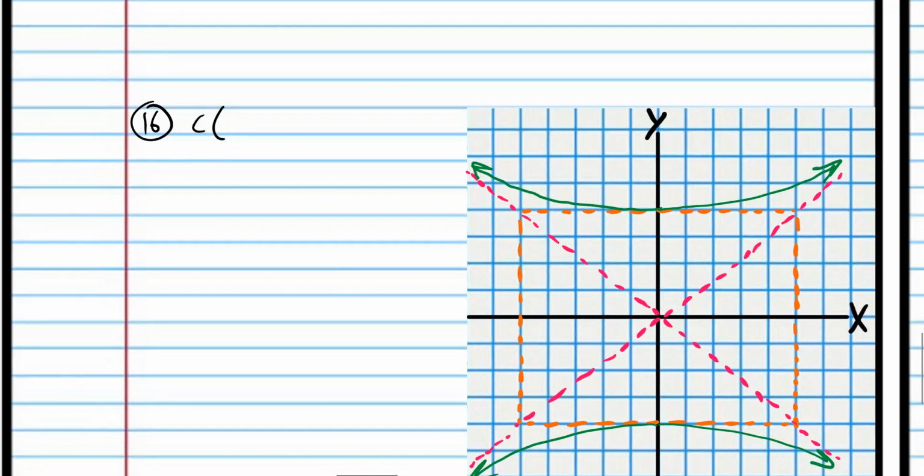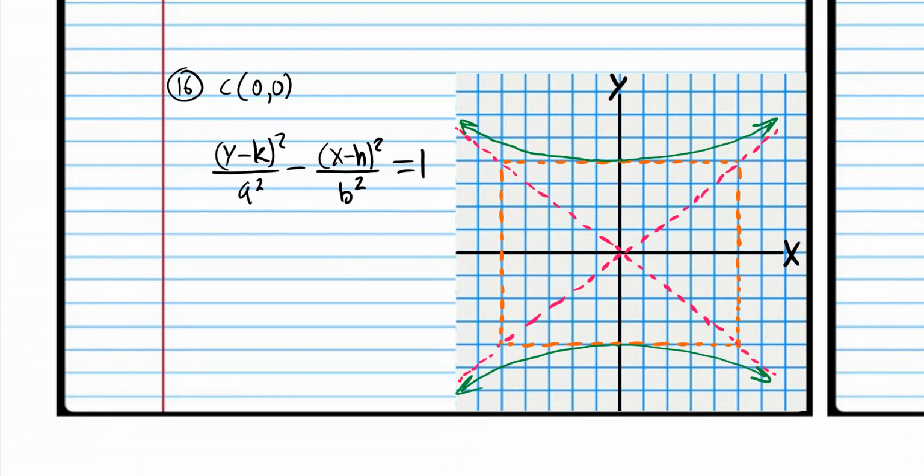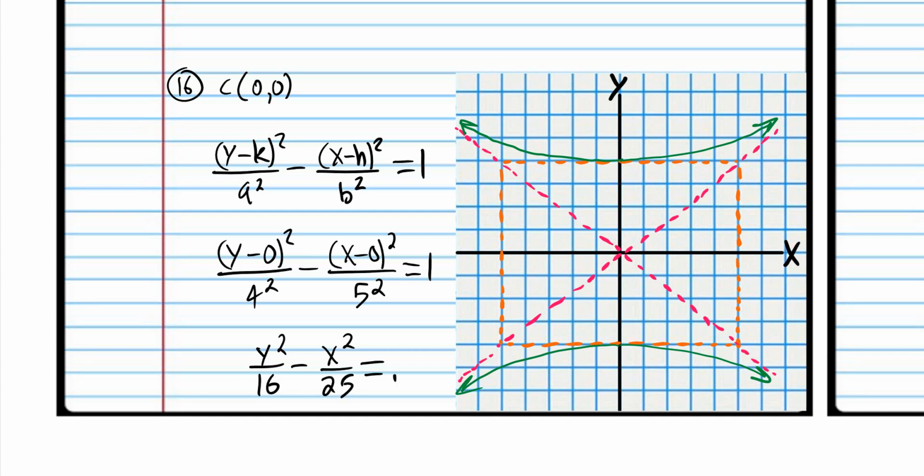Okay, we're back. So the center is 0, 0. And this is a hyperbola that opens up and down. So y minus k squared over a squared is the first term. That goes before the negative symbol. And the y value of the center is 0. A is the distance from the center to the vertices, so that's going to be 1, 2, 3, 4. The x value of the center is 0, and B is the distance from the center to the part of the box that doesn't contain the vertices. So that looks like it's going to be 5. So the final form is y squared over 16 minus x squared over 25 is equal to 1.